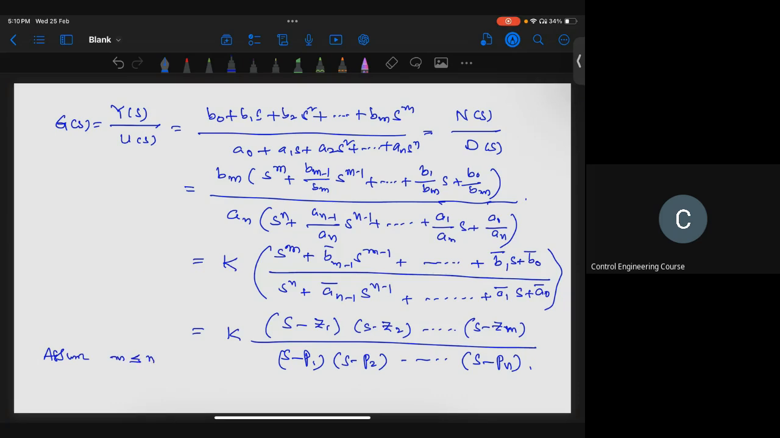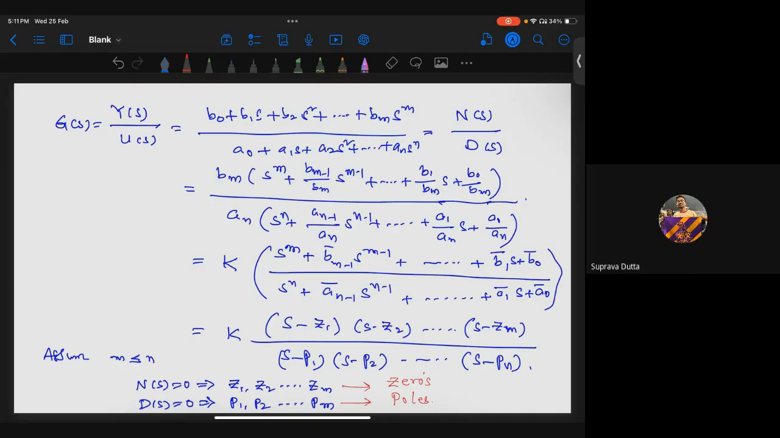Now you can see here the numerator roots. How do we get the numerator roots? When you take N of s equal to 0, you will get z1, z2, etc., zm. When you take D of s equal to 0, that is the denominator, you'll get p1, p2, etc., pn, correct? These we call zeros, and these we call poles. Is it clear? Any query as of now?